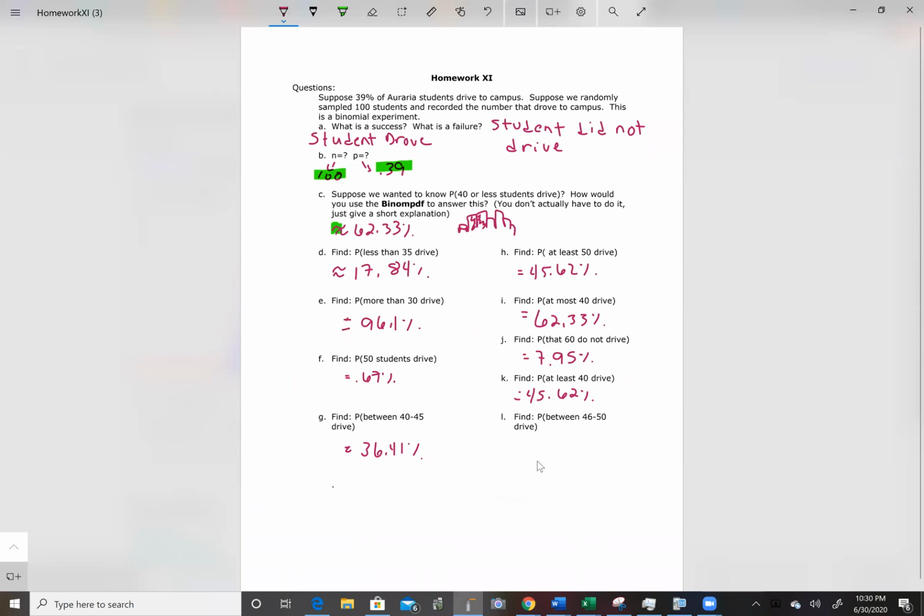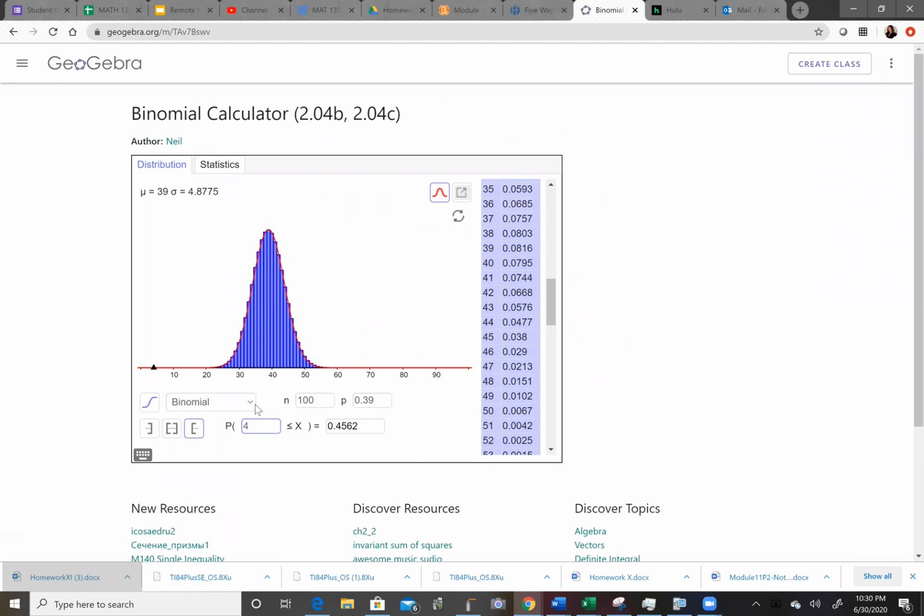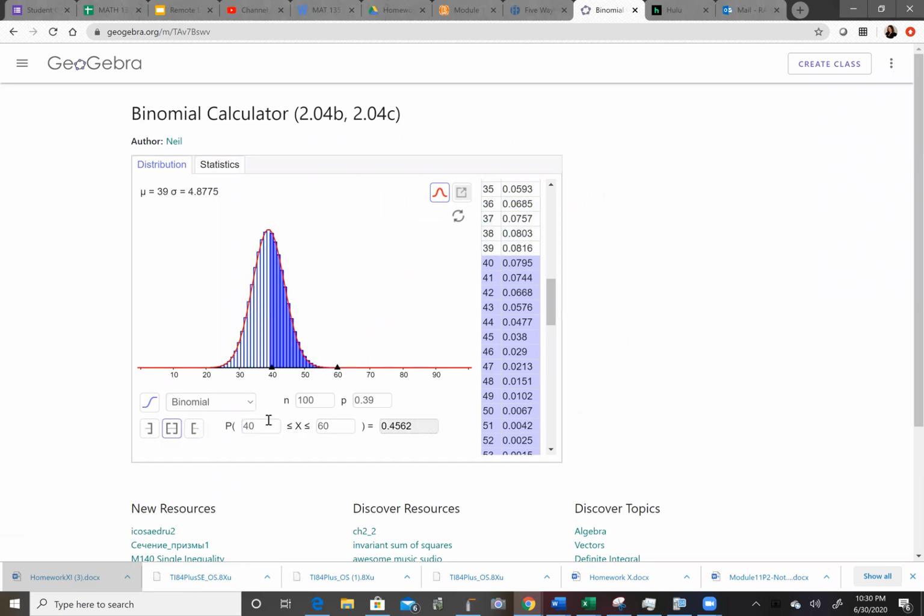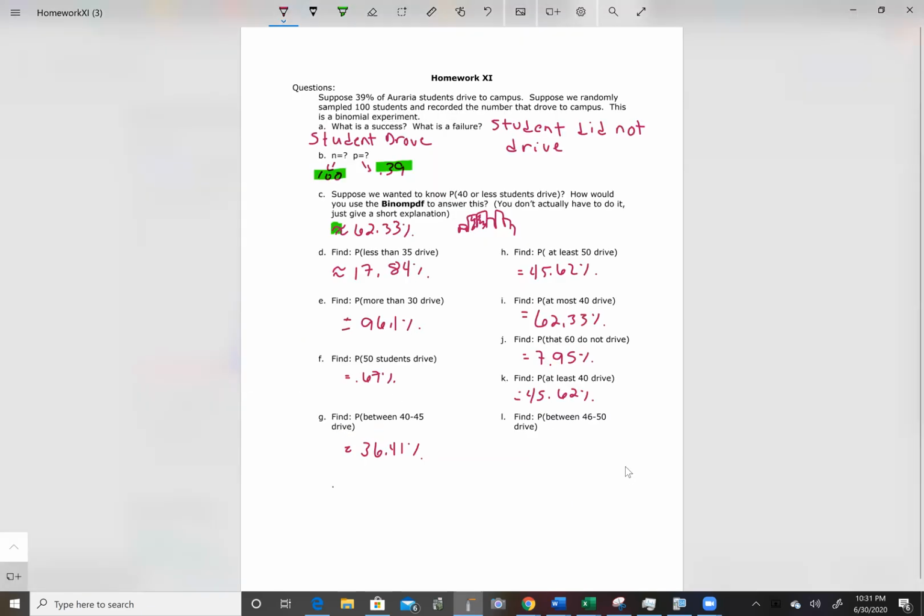And find the probability that between 46 and 50 students drove. So, oh, I need to change it to be the middle, 46 and 50. Is going to be 8.23%. Was that what I just said? 8.23%? Yep. Okay. So here's the answer.